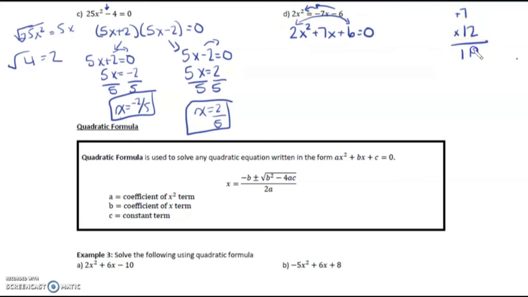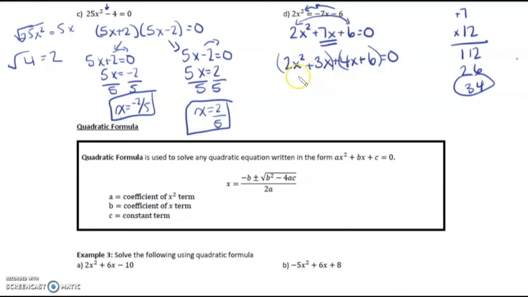So factors of 12: 1 and 12, 2 and 6, 3 and 4. Well, 3 and 4 add to 7. So what we do is we do decomposition on that middle term. So instead of writing it as 7x, we write it as 3x plus 4x, and then just bring down the 6. And now, because we have 4 terms, we do factor by grouping.